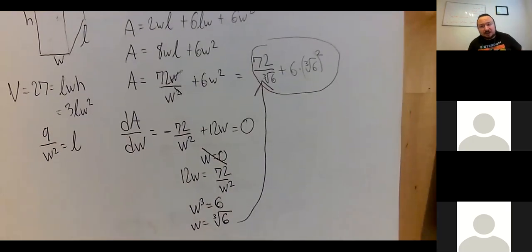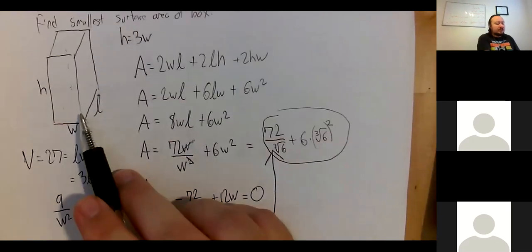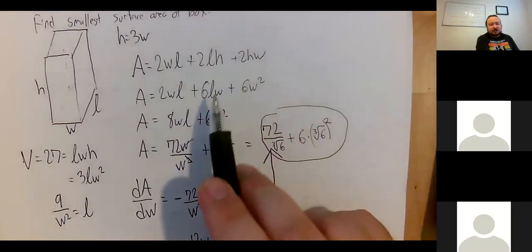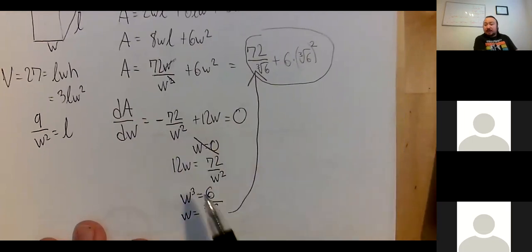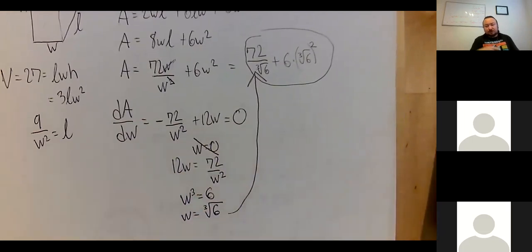This is a very standard optimization problem. Most of them will kind of go this way, where we draw a picture, we set up an equation, eliminate variables, do the derivative, and then we find the critical point. And the critical point is where we're going to get our answer.